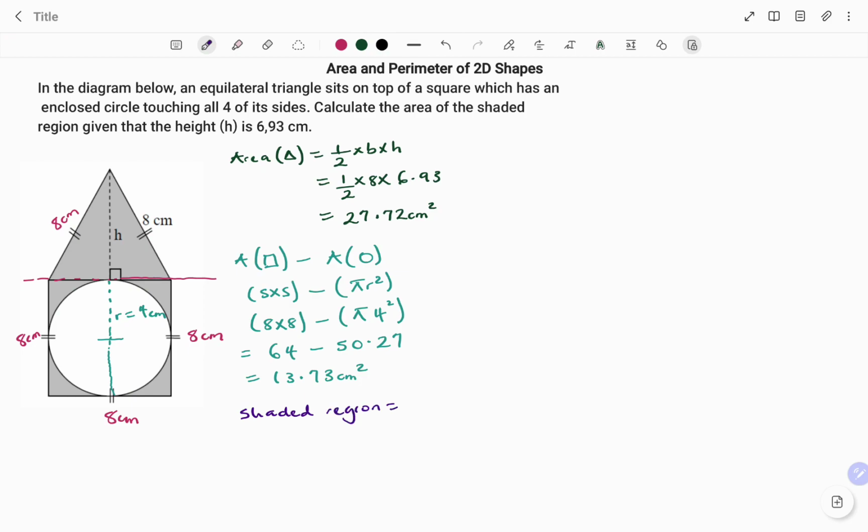So therefore, the shaded region equals, I'm going to add the two areas calculated, that's for the triangle. So I have that as 27.72 plus 13.73 all centimeters squared, and that will give us 41.45 centimeters squared. That's the area of the total shaded region.